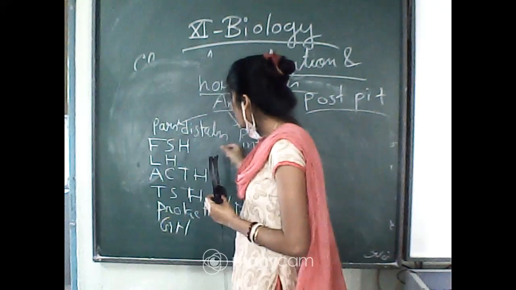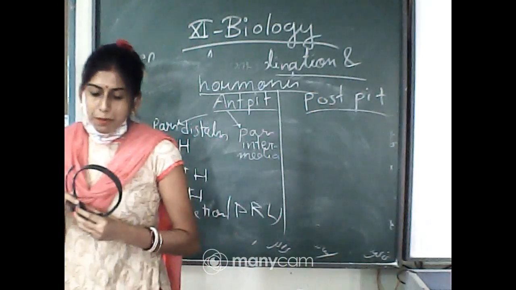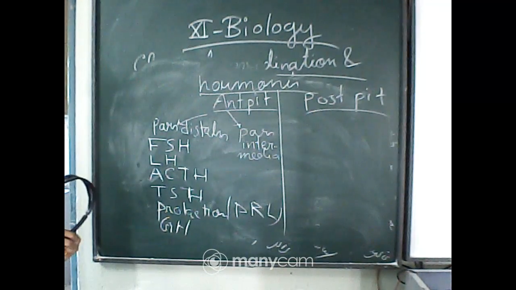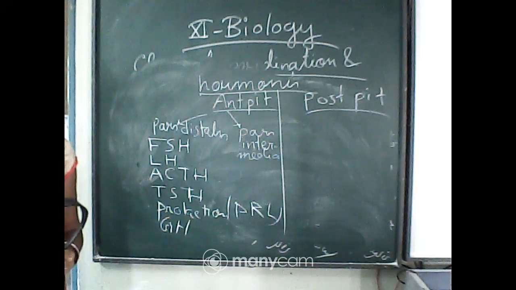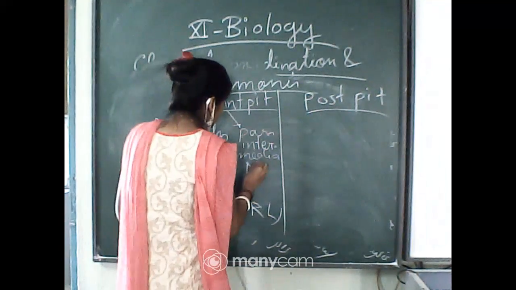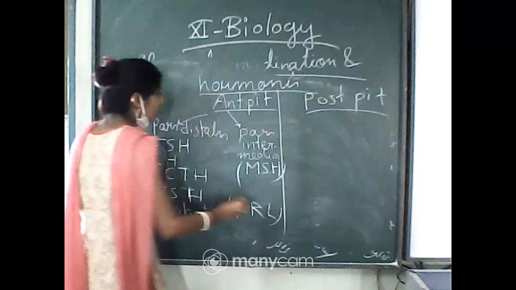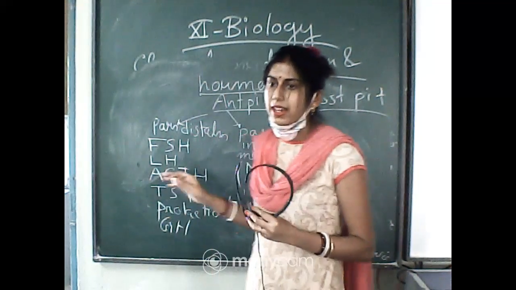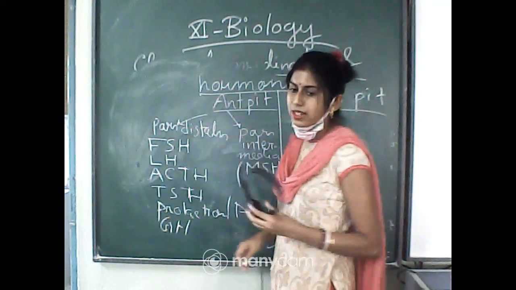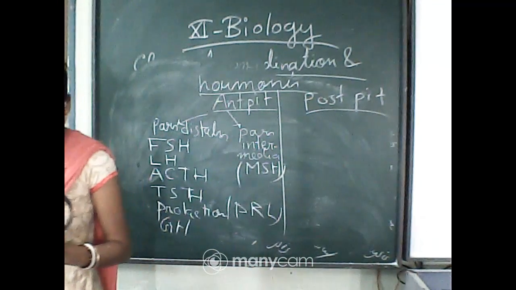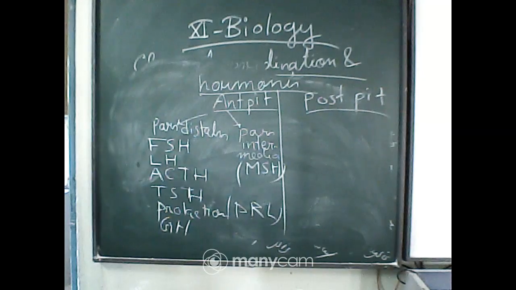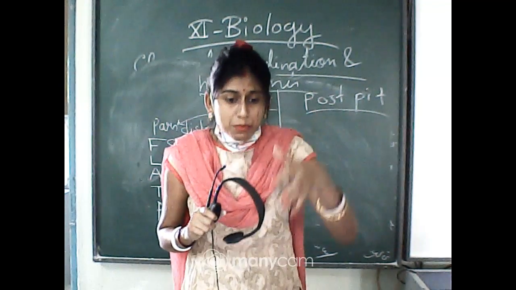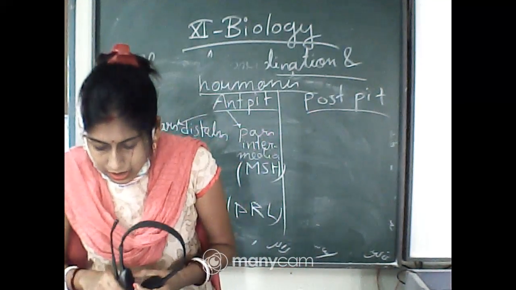And the next part is pars intermedia. From the pars intermedia, a main hormone which is released is called melanocyte stimulating hormone. In short we can write MSH. So from the pars intermedia only one main hormone can be released, that is MSH, and the full form of MSH is melanocyte stimulating hormone. Okay, so in humans the pars intermedia is almost merged with the pars distalis part.